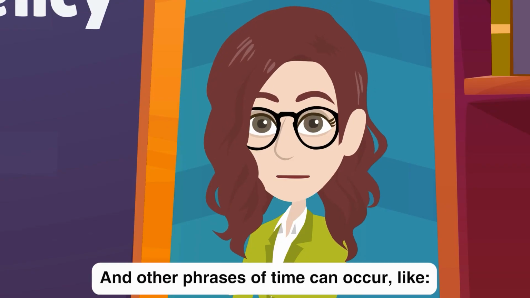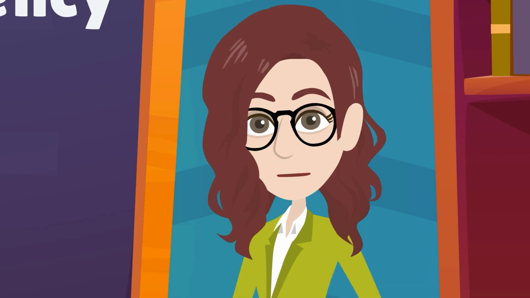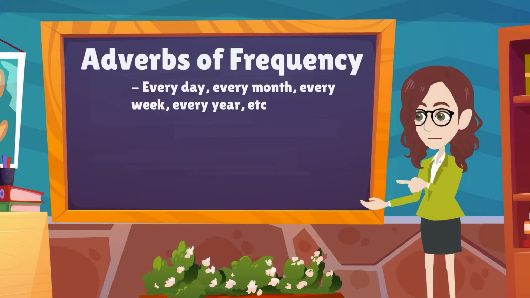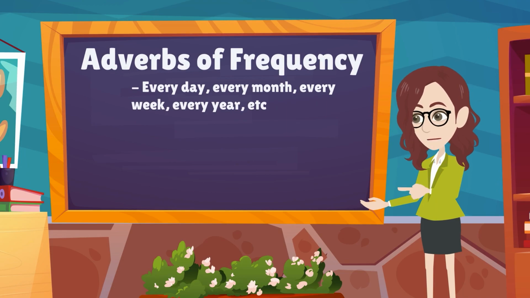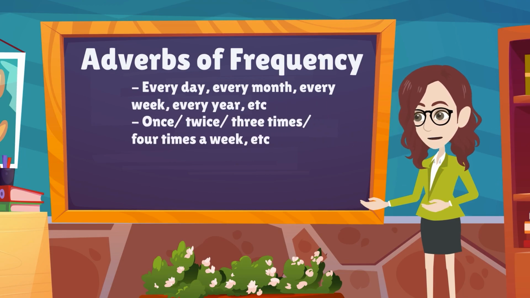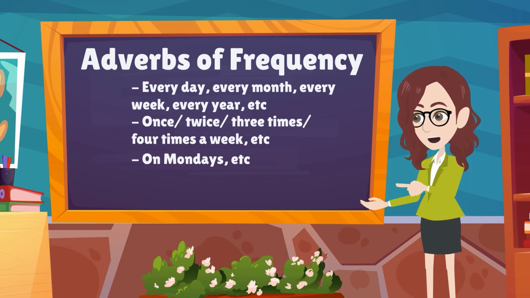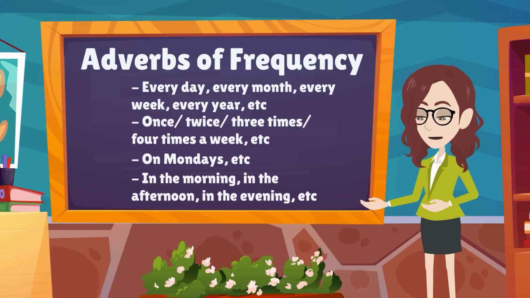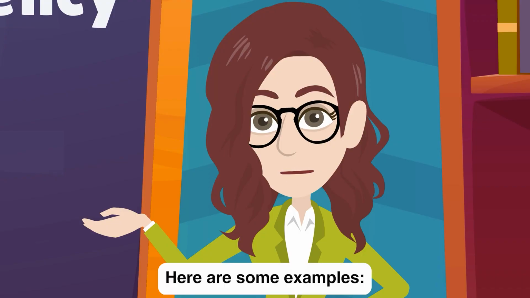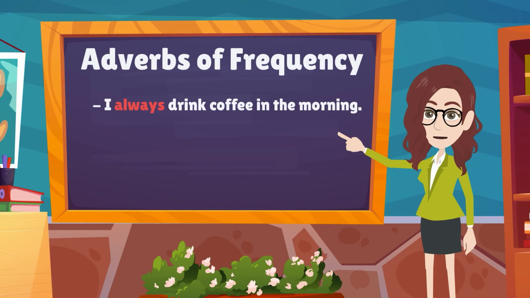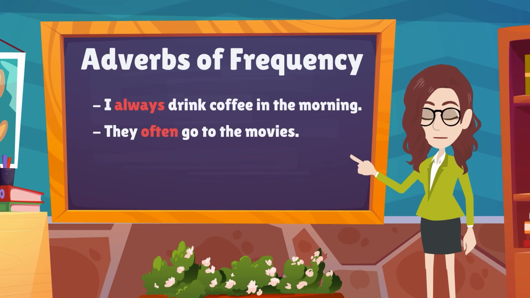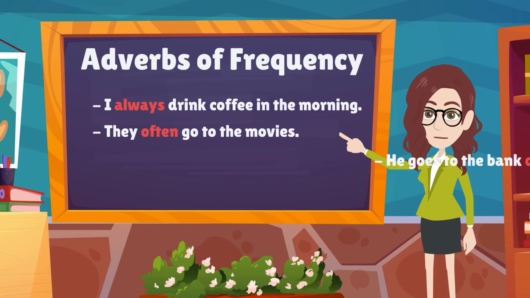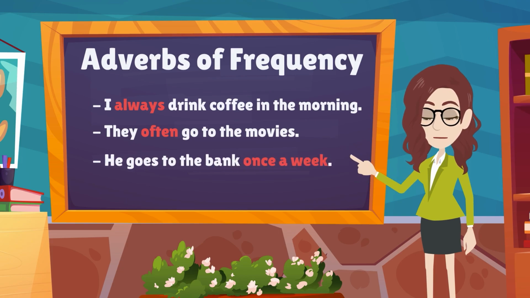And other phrases of time can occur, like every day, every month, every week, every year, etc. Once, twice, 3 times, 4 times a week, etc. On Mondays, etc. In the morning, in the afternoon, in the evening, etc. Here are some examples. I always drink coffee in the morning. They often go to the movies. He goes to the bank once a week.